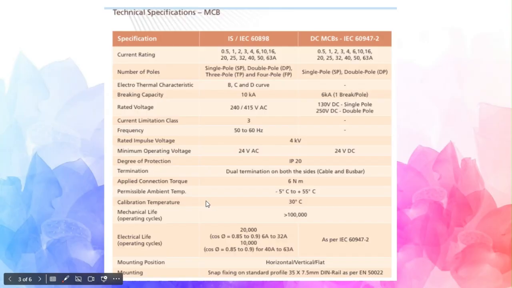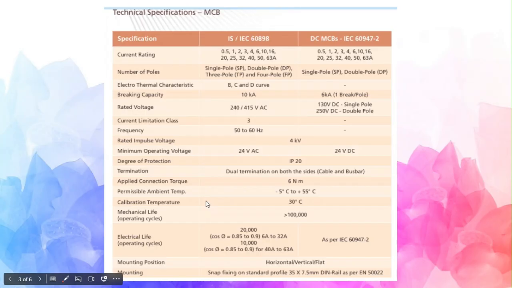Number of poles, as I have already mentioned, is single pole, double pole, three pole, or four pole. In case of DC, it is single pole or double pole. Thermal characteristics, also known as time current characteristics, is the most important part to understand in any MCB. This can be curve B, curve C, and curve D. These are the most used curves. We will discuss it a little bit later.